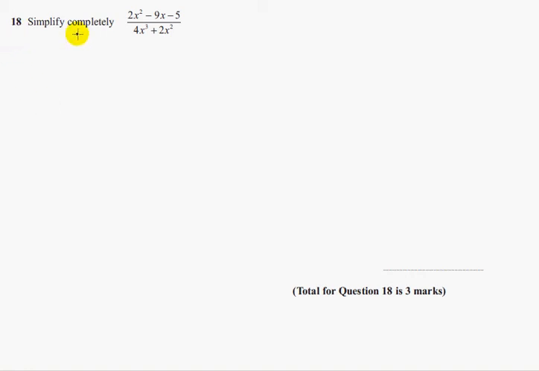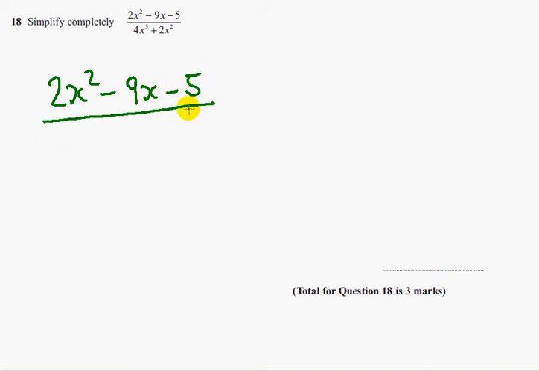Question 18. Simplify completely 2x squared minus 9x minus 5 on the top over 4x cubed plus 2x squared. So we're going to have to factorise the top and the bottom so that we can cancel some things out. Okay, so I've got 2x squared minus 9x minus 5 all over 4x cubed plus 2x squared.